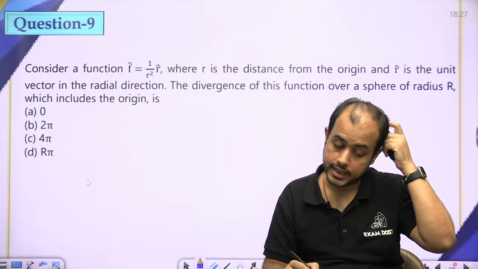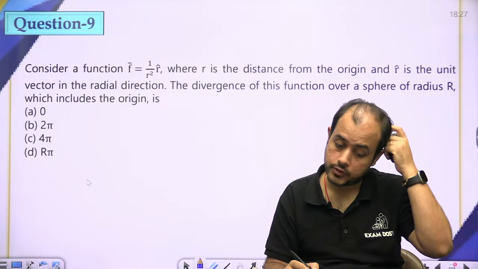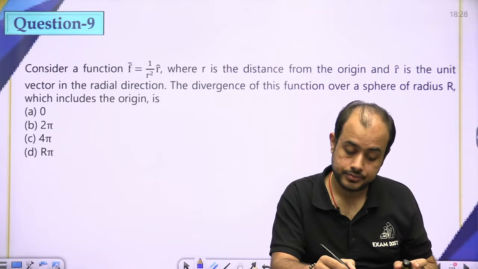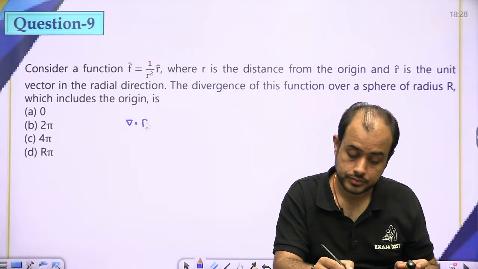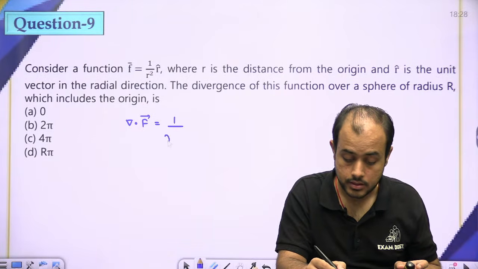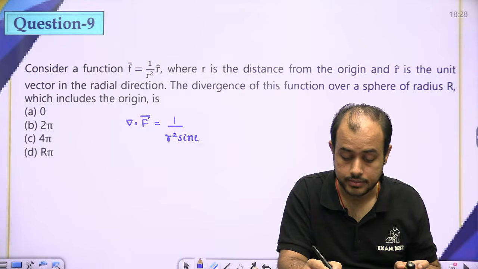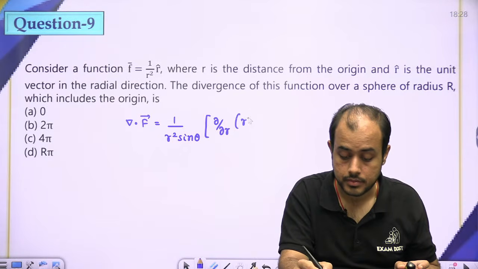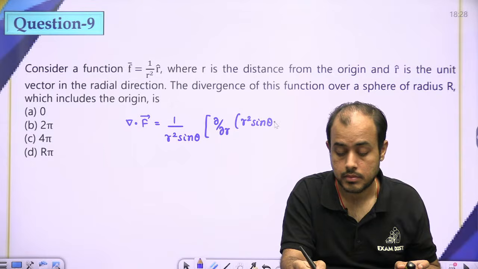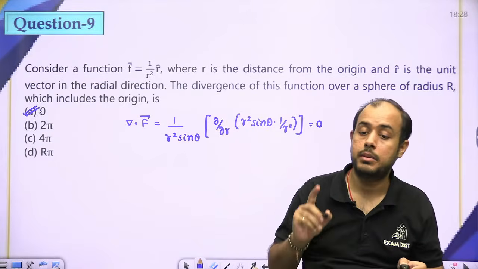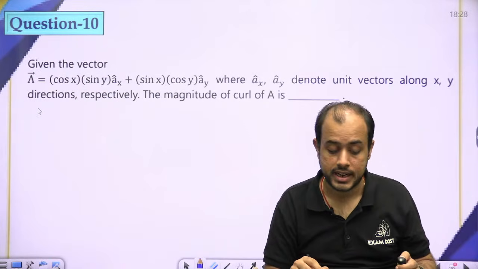1 by r square r cap, divergence over a sphere of radius r. Now beta, del dot f is 1/r² sin theta, del by del r, is 0. ये आज मैंने बताया भी था ना, it is always 0 except at origin.